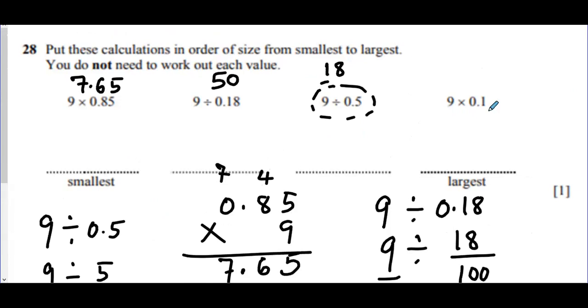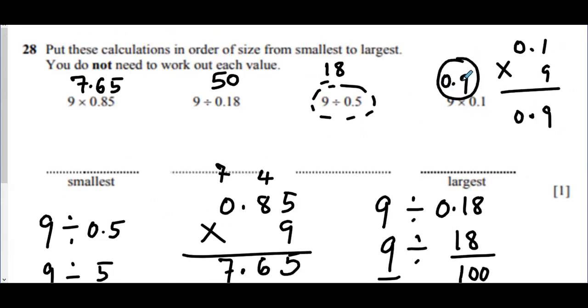Now, how about 9 times 0.1? This you do as usual, 0.1 times 9. So this is 9, this is 0, 1 decimal point. So we have 0.9. Now, all the calculations are done here. So the question is, put these calculations in order of size. Which calculation gives you the smallest of all? Which calculation? 0.9.